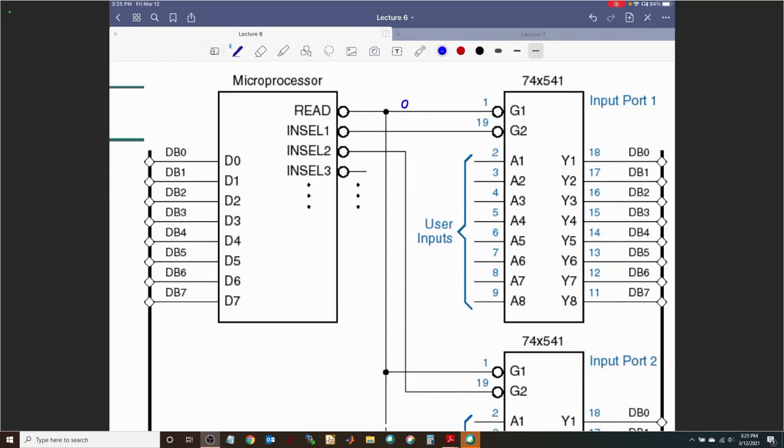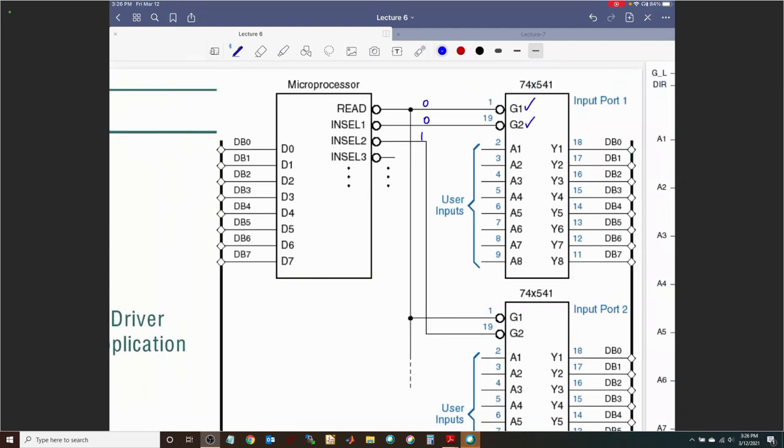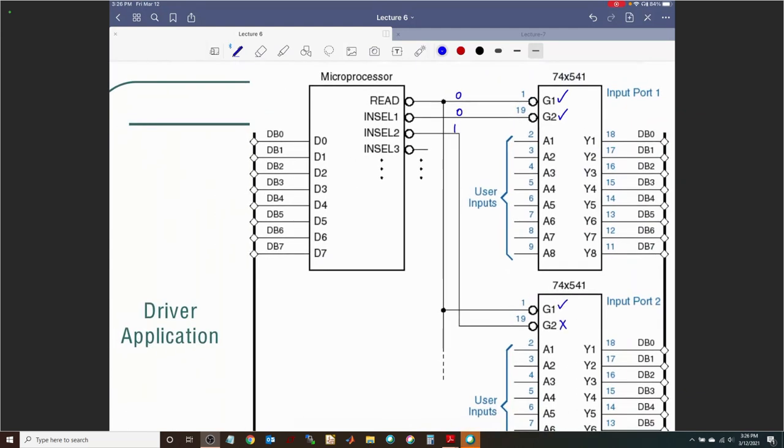All right, I'm trying to read. The microprocessor is trying to read, so it has to send out a control signal of active for the read output, which is 0. Next, suppose I want to read from input port number one, then I will also activate my input select one control from the microprocessor. I would also have to make sure that this one is inactive. So you see what happens in this case. This one is enabled, but this one is disabled, so input port number two is not going to be enabled. It's not going to be reading from that.